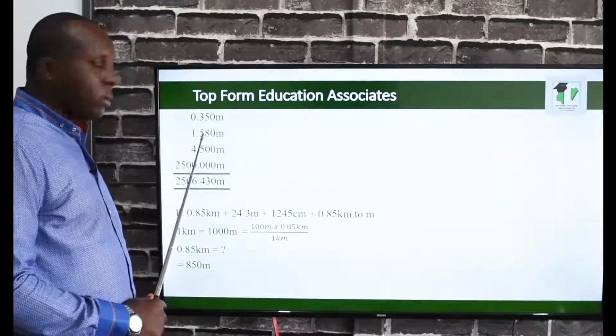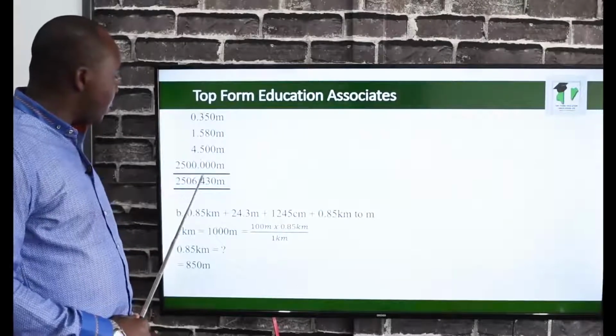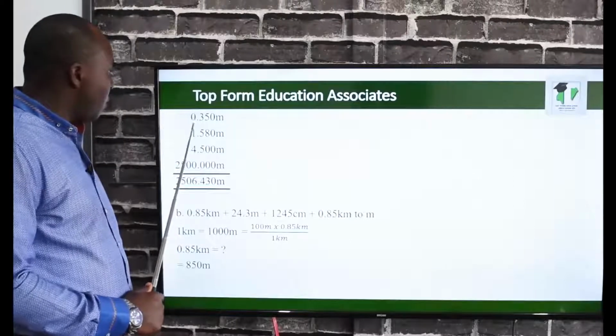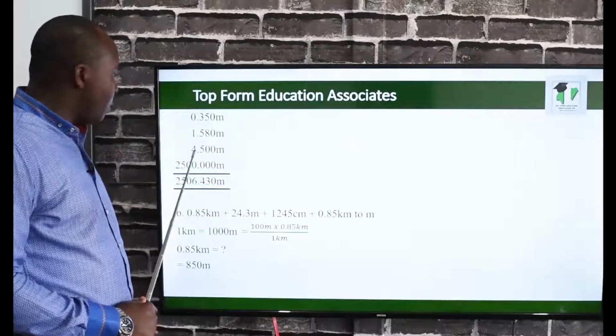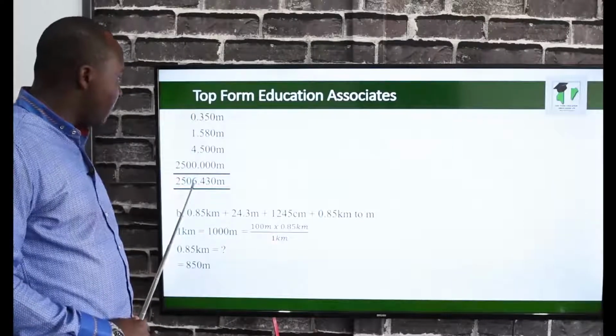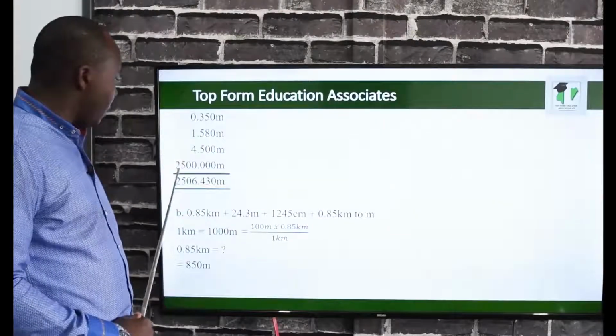4 plus 5 equal to 9. 9 plus 5 equal to 14. 14 plus 0 equal to 14. We write 4. Carried 1. 1 plus 0 give me 1. 1 plus 1, 2. 2 plus 4 give me 6. 6 plus 0 give us 6. Nothing is here, so give me 0. And this one give me 5. And this one give me 2.